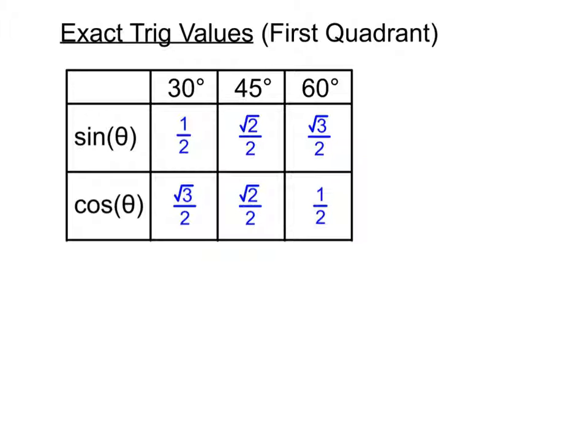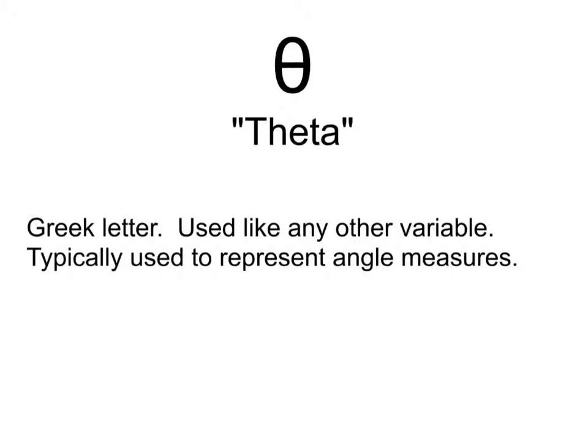So what actually is it? It's theta. It is the Greek letter theta. The Greek letter theta is used like any other variable, so I could have put x in there, it all would have meant the same thing. It has no special operation or meaning, it doesn't change anything. But in mathematics, theta is typically used to represent angle measures. And so we'll want to know how to use it and be familiar with using it for that reason.